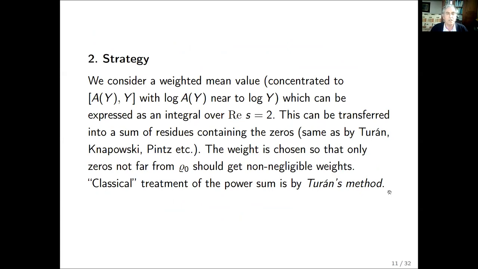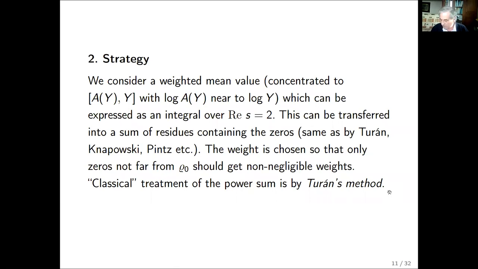Now, the general strategy is still the same as by Turán, that we consider a weighted mean value, which in our case is concentrated on some interval near to y, where near to y means, more exactly, on the logarithmic scale. That means the logarithm of y' is near to log y. So this weighted mean value of the error term can be expressed as an integral of the zeta function plus some auxiliary functions on the line real part of s equal to 2, for example. And this can be transferred into a sum of residues containing the zeros. The weight is chosen so that only zeros not far from rho naught get non-negligible weights.